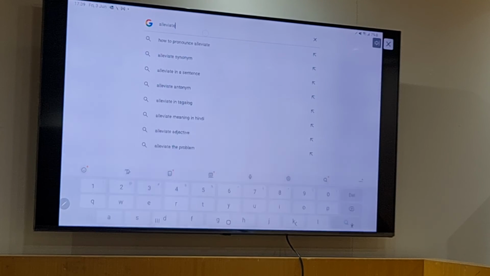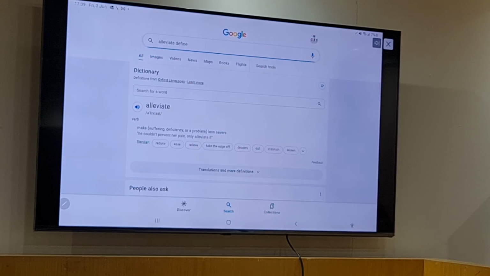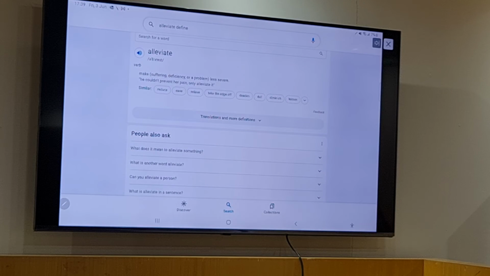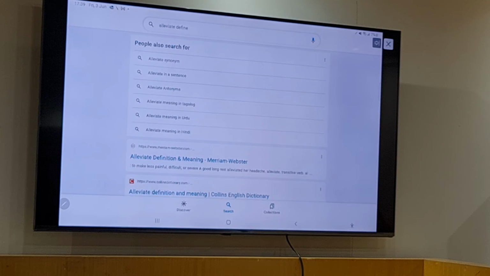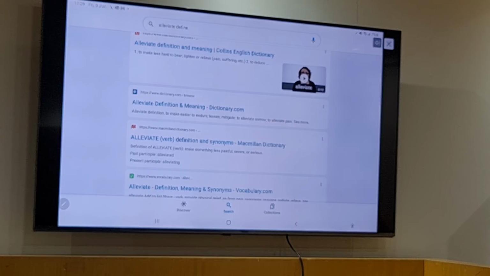Escalating is the opposite. Elevate is something else. Let me define alleviate: to make something less painful, severe or serious, to make it easier to endure.